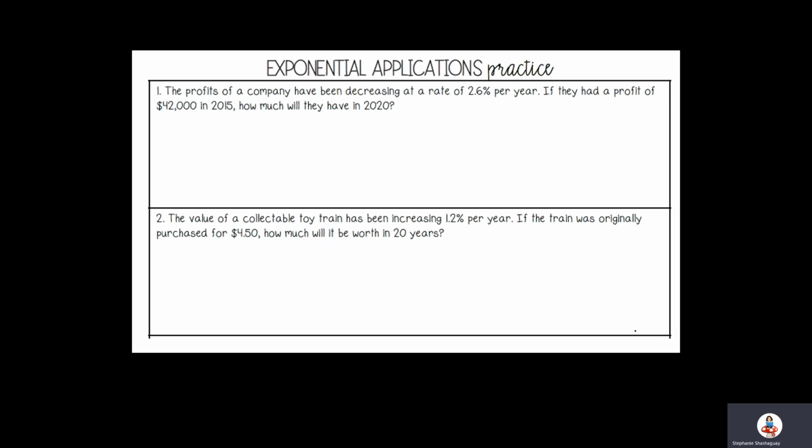All right, in this video, we're going to do exponential functions, the applications. So this is real world scenarios here that we're talking about. And this is practice on page 9. So the profits of a company have been decreasing at a rate of 2.6% a year. So that's our rate. If they had a profit of $42,000 in 2015, how much will they have in 2020?